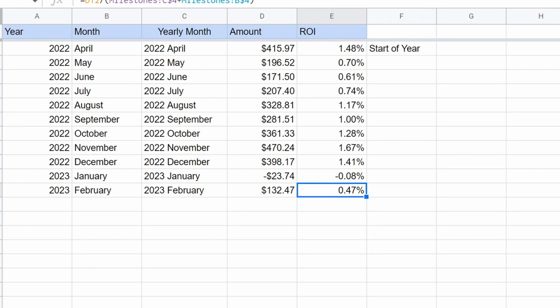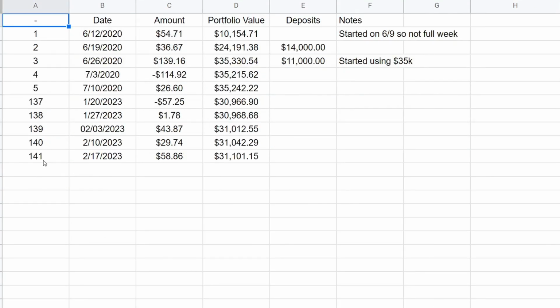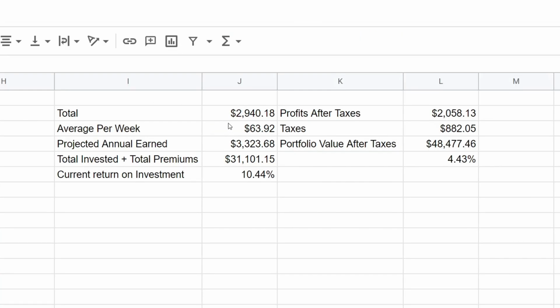If we look at the weekly performance, you will see that for this week, this brings our total to $31,101.15. If we look over here to the right, total premium we've collected has been $2,940.18, which comes out to be about a 10.44% return. Pretty sweet there, especially because the market has been going down.